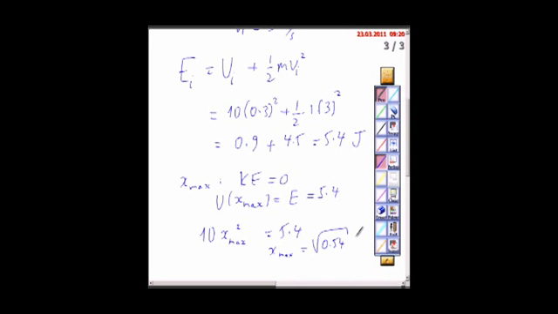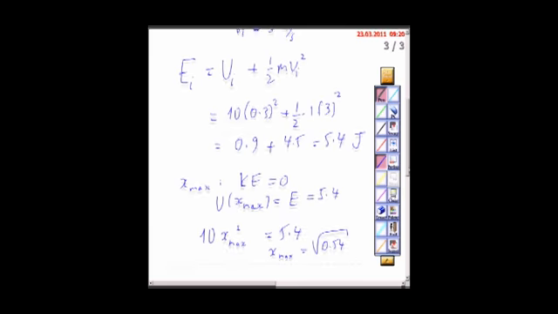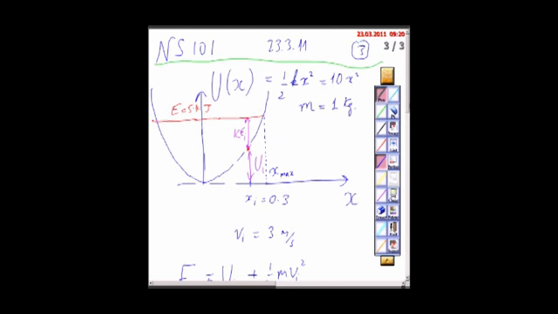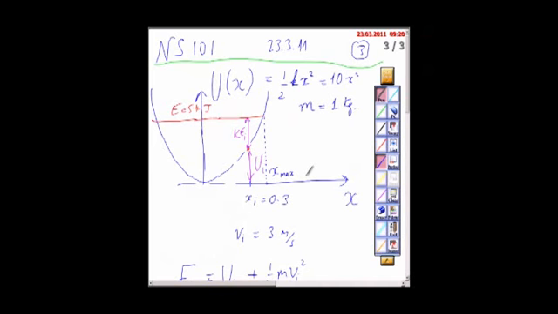Does everybody understand the example? Now let me ask you a question. Let's come back here to our plot. Where on this plot is the object going to move fastest? Yeah. Your friend says when potential energy is 0.